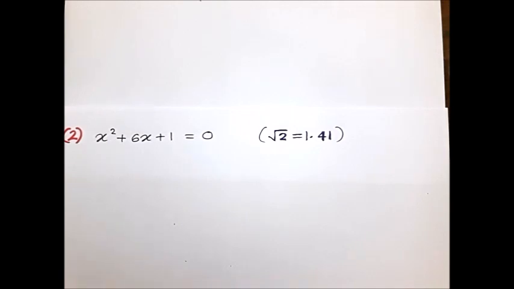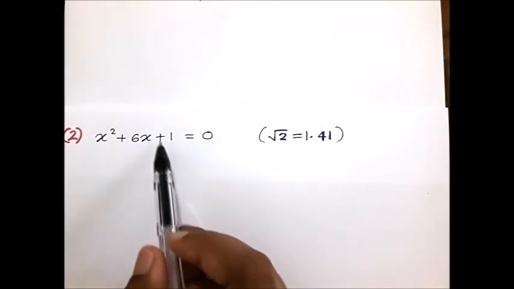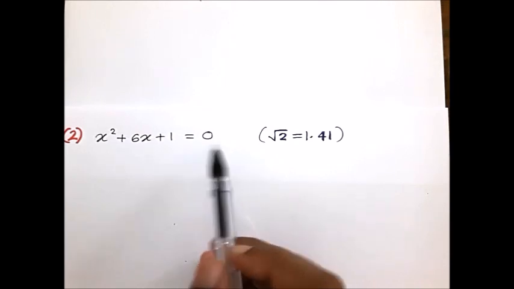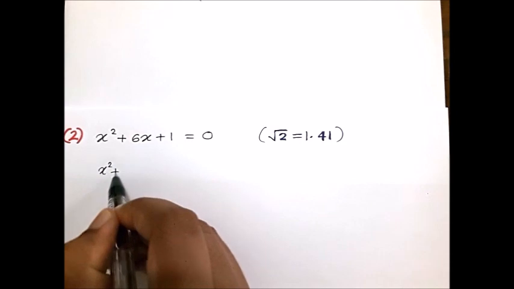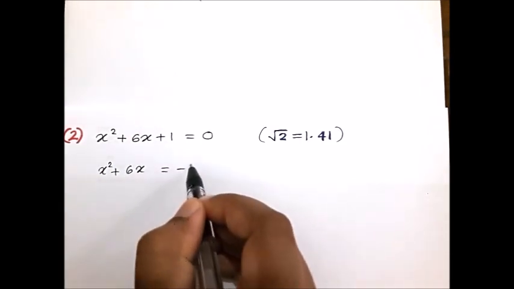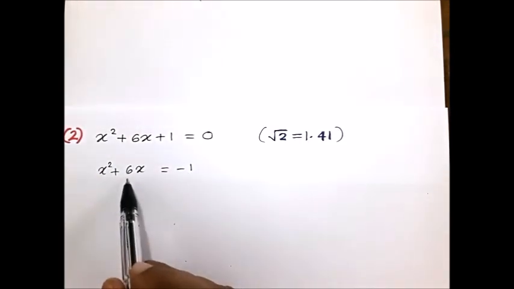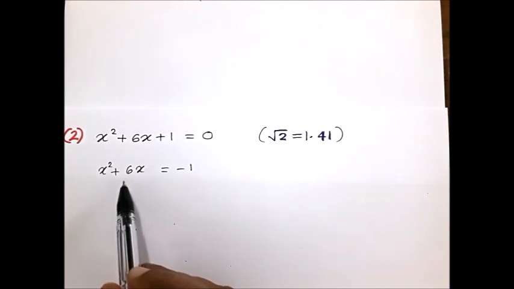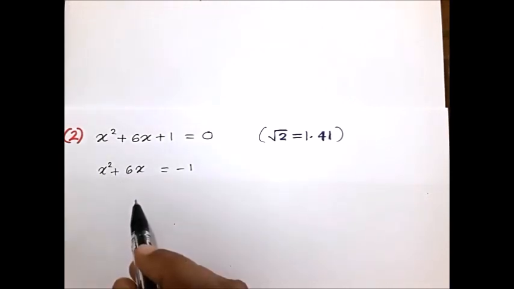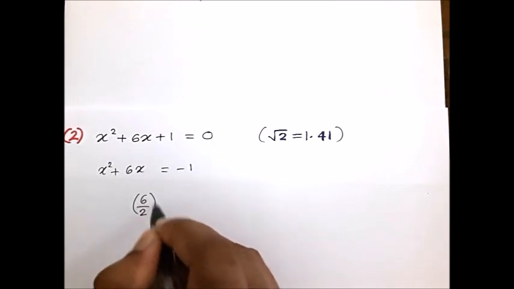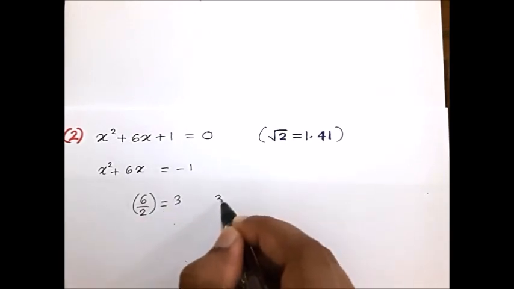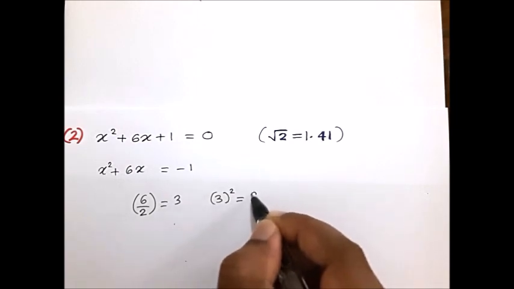Let's start the second example. First move this constant term to the right hand side and keep the x terms on the left hand side. X to the power 2 plus 6x equals minus 1. Then the coefficient of x is 6, divided by 2. 6 divided by 2 is 3. Then square it. 3 to the power 2 is 9.